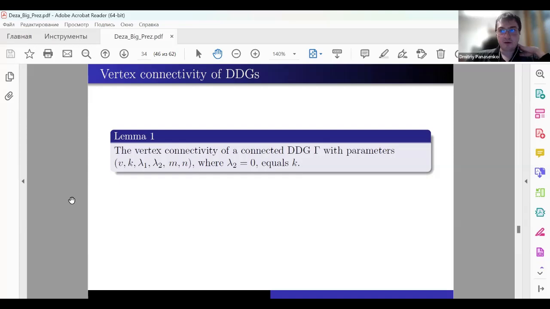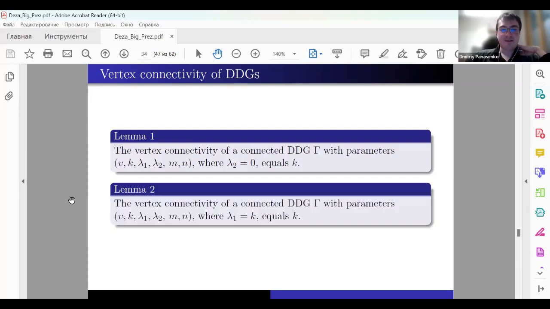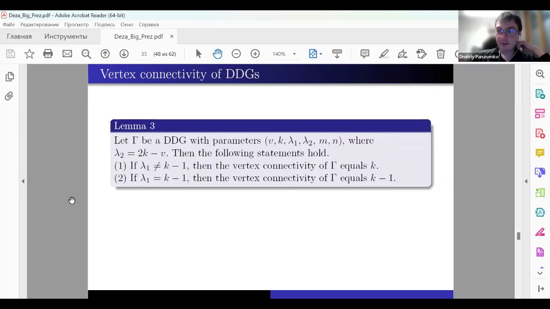If lambda2 equals 0, then the vertex connectivity is once again the degree of the vertex. If lambda1 equals k, we have the same case. The vertex connectivity is the degree of the vertex. Now things start to get more interesting. If lambda2 equals 2k minus v, then we can have two separate cases. If lambda1 does not equal k minus 1, then the vertex connectivity is k. But if lambda1 equals k minus 1, the vertex connectivity is 1 less than k.